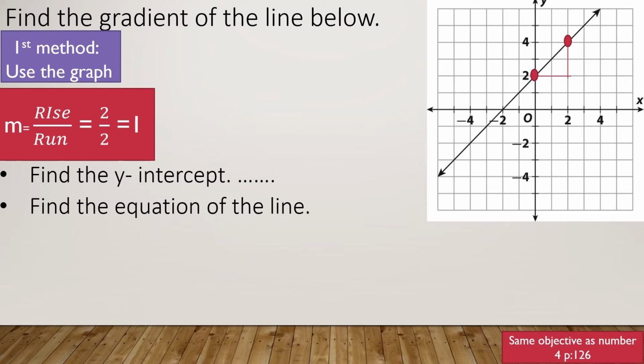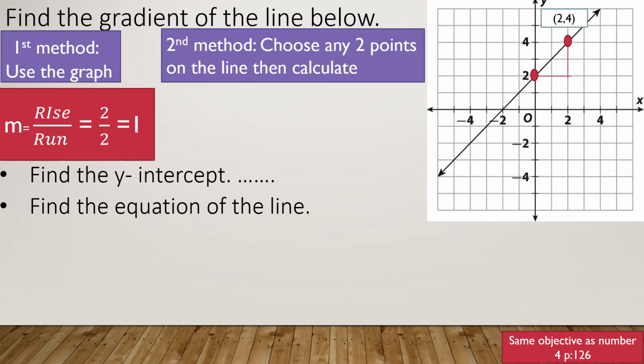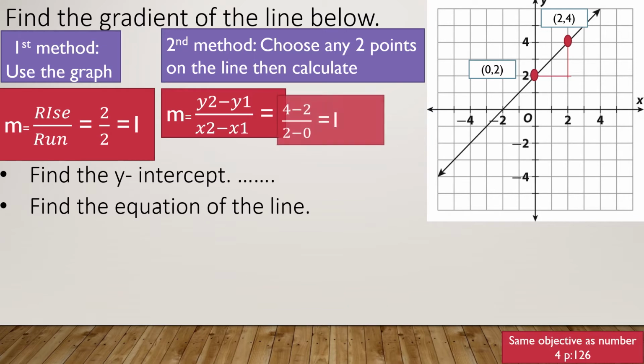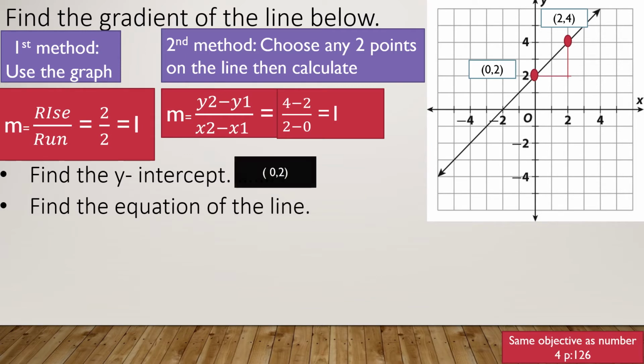Now, if you did it by calculations, you have to write the coordinates of each point, and then you will subtract the y first, 4 minus 2, and then over 2 minus 0, which also equals 1. Now, find the y-intercept. We said that the y-intercept is where the line intersects the y-axis. So here it intersects at 2. So the point is 0, 2.